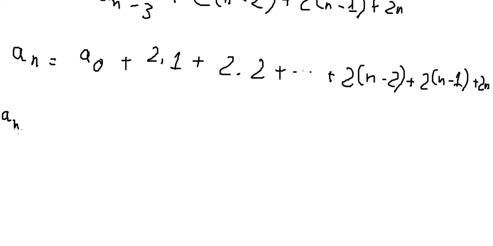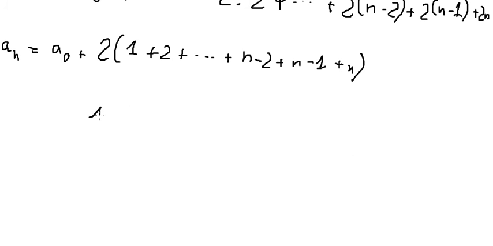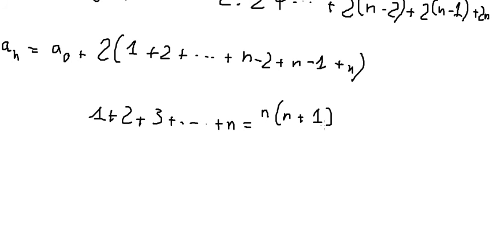So we have 2, 2, 2, 2, and 2. We can do factorization. And we have 1 plus 2 and so on until (n-2) plus (n-1) plus n. We know that we have the formula in here. So we put this one to replace the series in here.